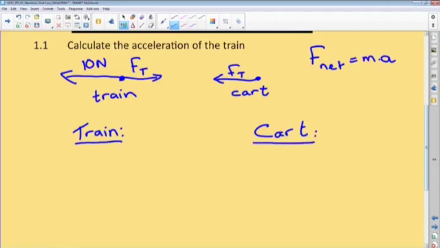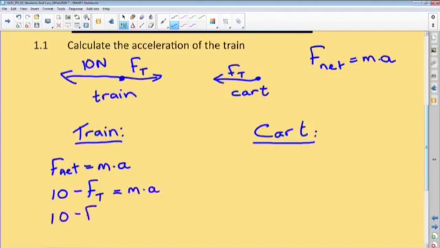So let's start with the train. For my train, I'm going to say that F net equals ma. Everybody's happy with that, okay? So my net force, or should I say my applied force, is 10 minus my tension, and that is going to give me mass times acceleration. I can actually substitute in my mass, because the mass of the train they told us was 1, and I'm going to end up with that. I'm going to leave it at that for now.